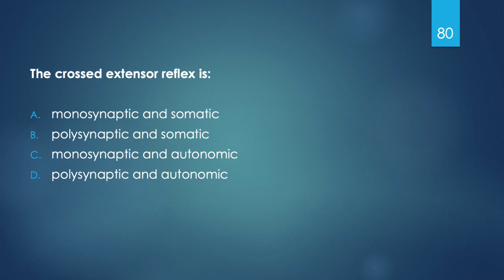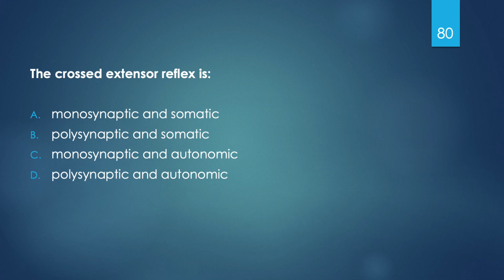Last two pop quiz questions. The cross-extensor reflex is A, monosynaptic and somatic, B, polysynaptic and somatic, C, monosynaptic and autonomic, or D, polysynaptic and autonomic. So first, let's look at whether it's autonomic or somatic. So we know that the autonomic nervous system regulates things like our gastrointestinal system's peristaltic waves, right? And the somatic system is more of our musculoskeletal system. So we know it has to be somatic. So we can rule out options C and D right away.